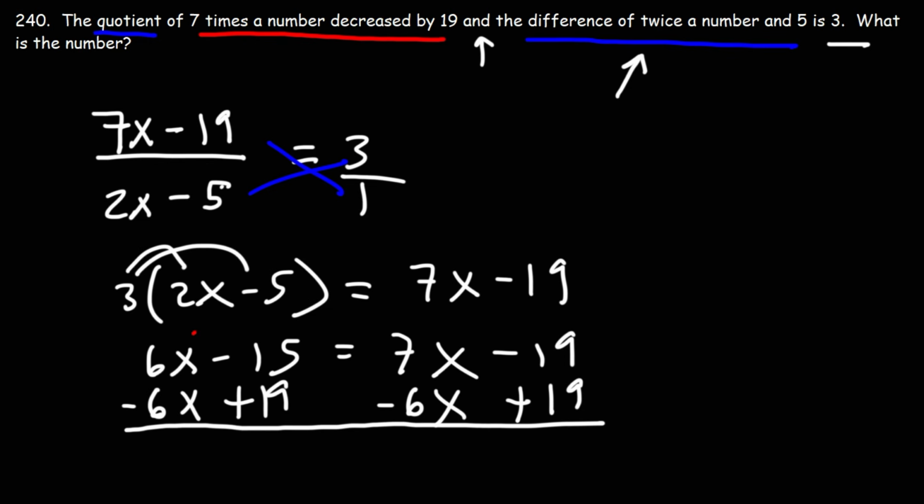The reason we're adding 19 to both sides and not 15 is because if we add 19, we're not going to have any numbers by itself on the right side. We'll just have x. So by adding 19, we move all of these numbers to the left side. 7x minus 6x is x. Negative 15 plus 19 is 4.